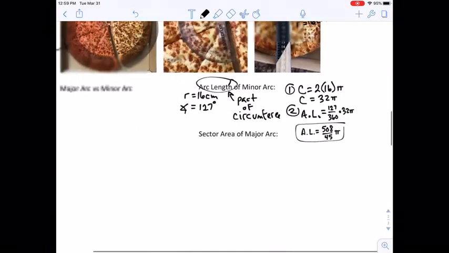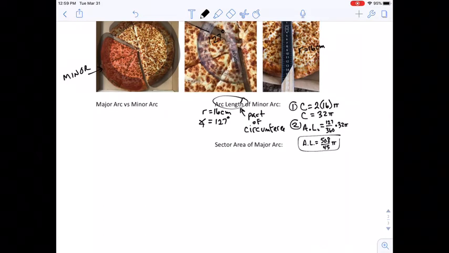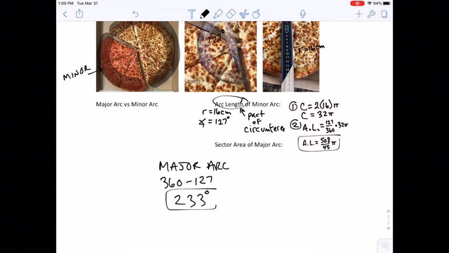Moving on, let's talk about sector area, but we're going to do it for the major arc for this one. The major arc is not 127 degrees, and it's not the supplement. It's basically the other piece of 360. So the major arc is 360 minus 127, which is 233 degrees. That's the angle we're going to use for the sector area.